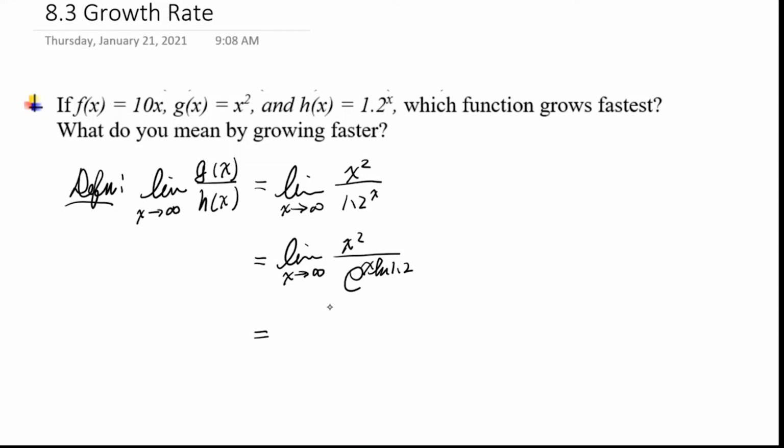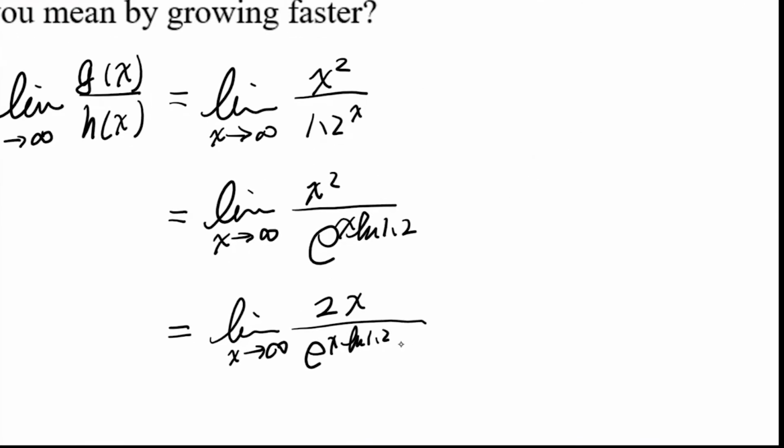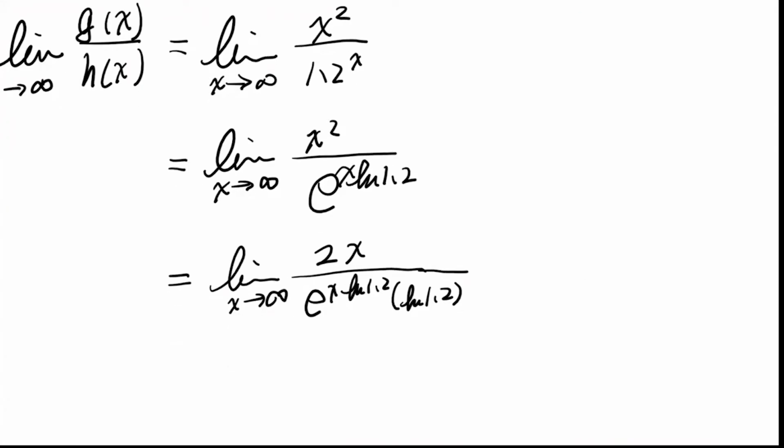So, L'Hospitalizing it here. So limit x approaching infinity of 2x over, this is still e to the x ln 1.2. I'm going to zoom in a little bit. And then times ln 1.2, chain rule, eh? Say yes. This is still infinity over infinity.